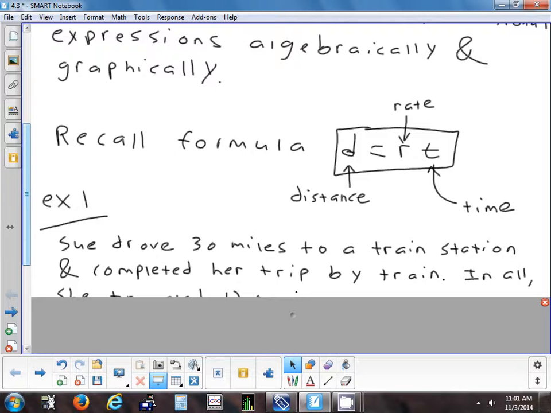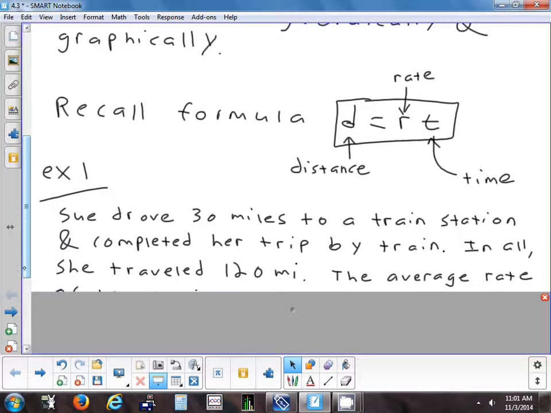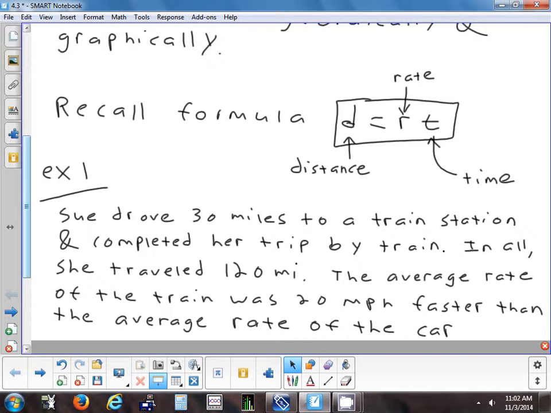All right, so our first problem says Sue drove 30 miles to a train station. And then once she got to the train station, she got on a train, and she completed her trip by train. In all, she traveled 120 miles. That includes the 30 miles she drove by car, plus the remainder of the trip she did on train. We don't know the two speeds. We don't know the speed of the car, and we don't know the speed of the train. But what we do know is that the average rate of the train is 20 miles per hour faster than the average rate of the car.